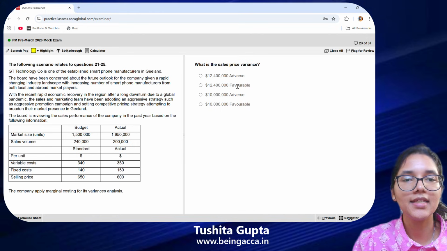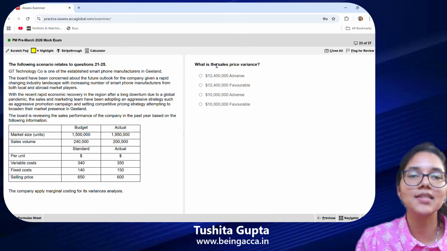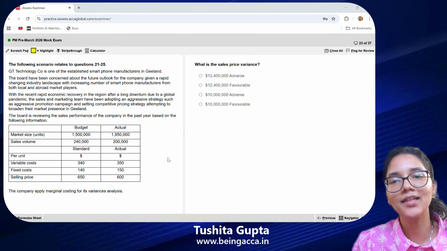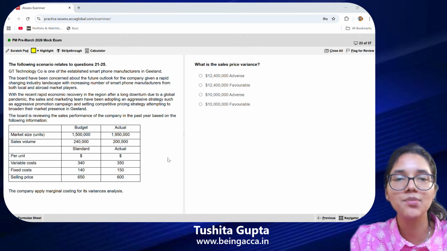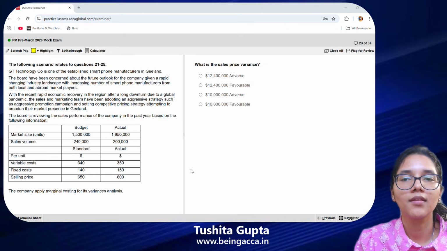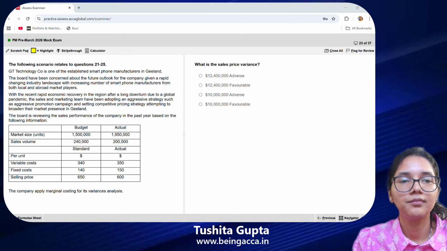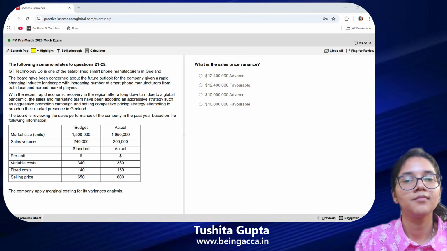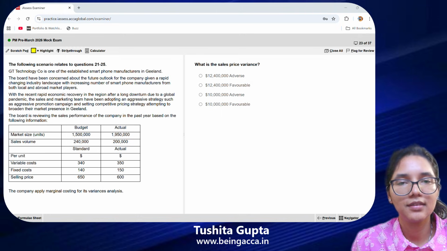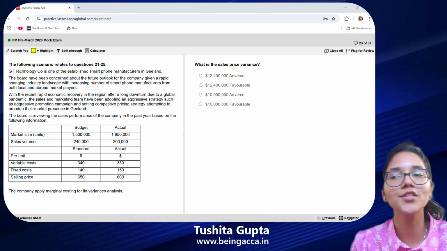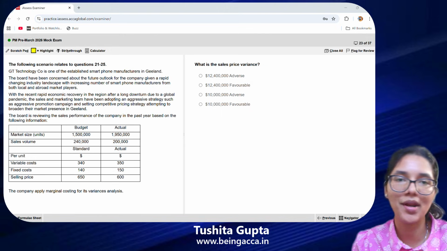Okay, so here is the question number 3, which is asking you to calculate the sales price variance. Guys, what is my main focus? What exactly am I trying to find out when I'm calculating my sales price variance? What is the core idea or the concept behind the sales price variance? Actual price versus budgeted price. Yes, I want to see how much I lost out or gained extra because of charging a lower or higher selling price than I had thought.